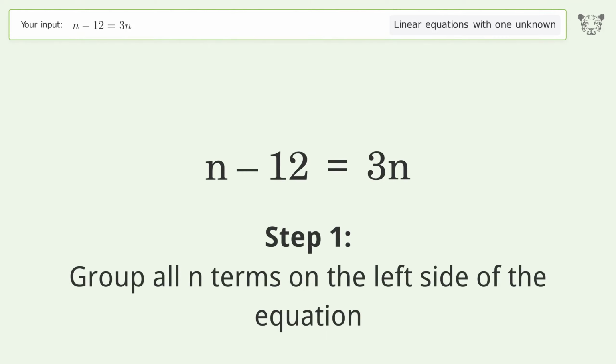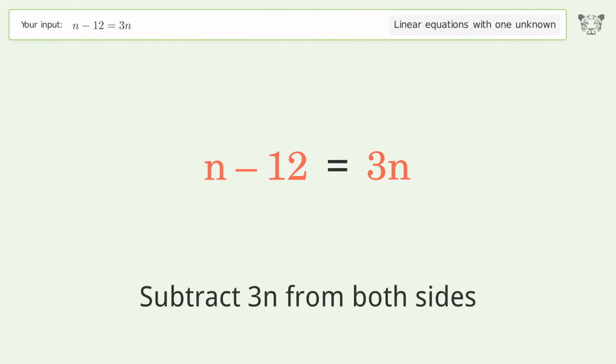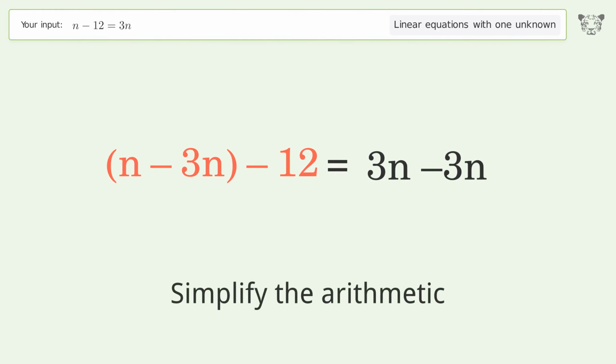Group all n terms on the left side of the equation. Subtract 3n from both sides. Group like terms. Simplify the arithmetic.